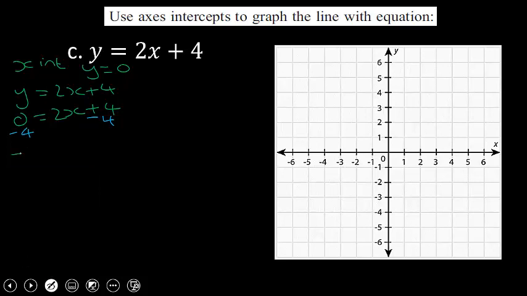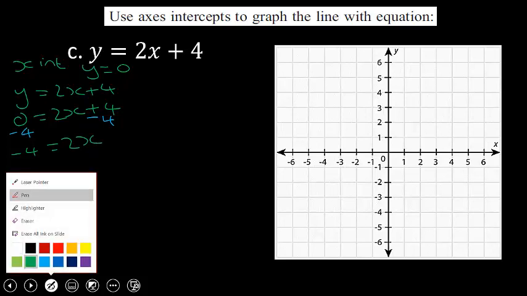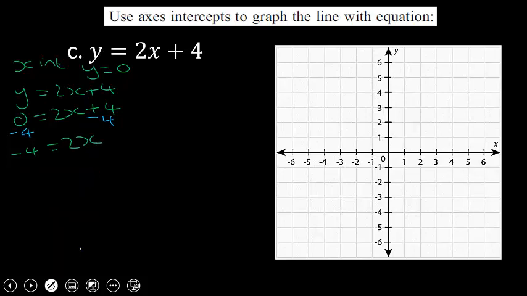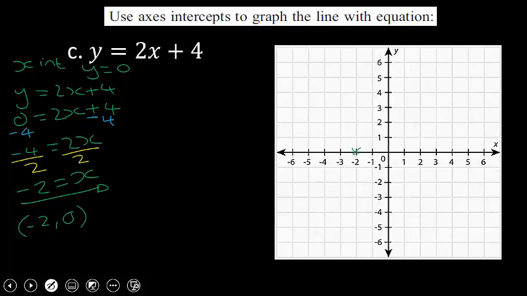So I have minus 4 equals 2x. Now I'm going to get rid of the 2, so I divide by 2 on both sides. And I have minus 4 divided by 2 is minus 2, so minus 2 equals x. Okay, so for my x-intercept, my coordinate is going to be minus 2, 0. I can sketch it as that point.